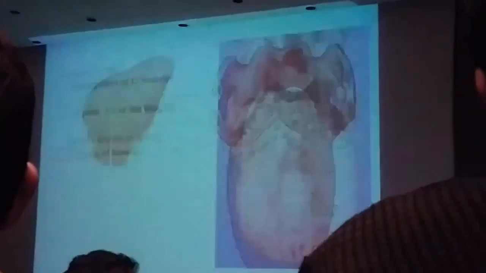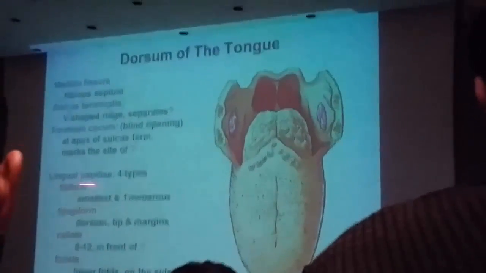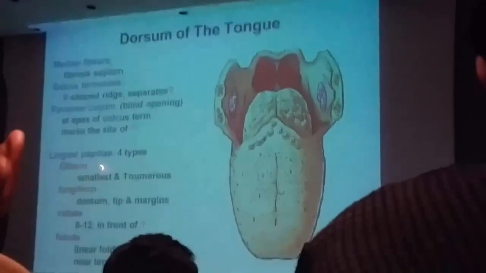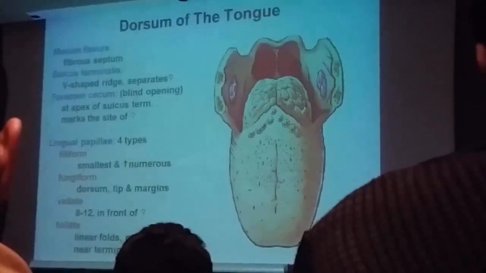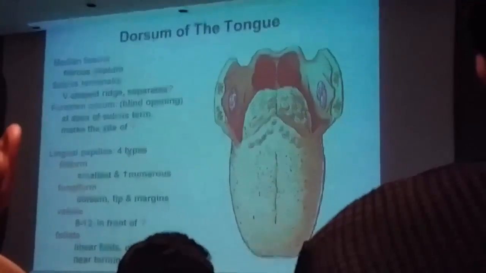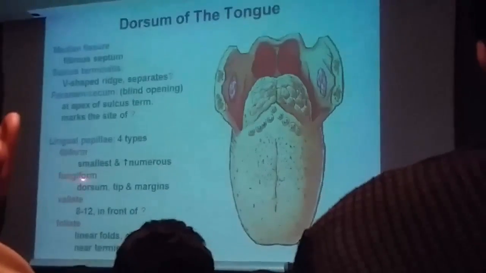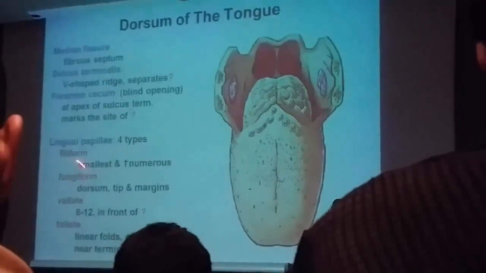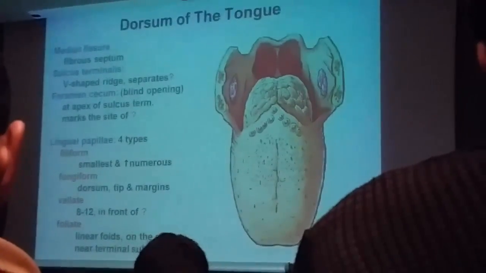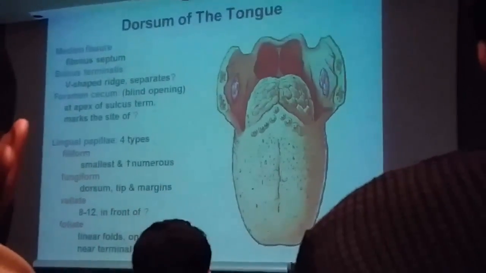However, one of them, the most numerous and the smallest, the filiform, does not have taste buds. There are no taste buds. Taste buds are for special sensation. You will see them on the fungiform, on the vallate, on the foliate. Filiform does not. Why? Because they have nerve endings for something else.